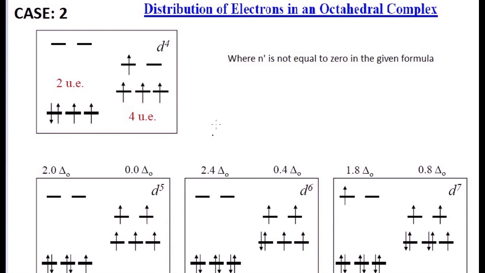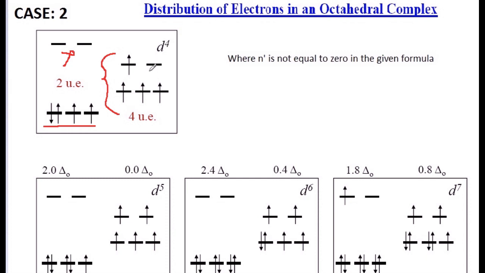Now, if we look at case 2, see, the distribution of electrons in an octahedral complex for d4, d5, d6 and d7. See, now we have d4 electrons. For a strong field ligand, they love to pair, right? So all four electrons are at the t2g state, no electron at the eg state. Similarly, for the weak field ligand, see, there are 3 electrons at the t2g state and 1 electron at the eg state. Because for a weak field ligand, the value of delta naught means the repulsion is very less and they don't want to be in a pair.